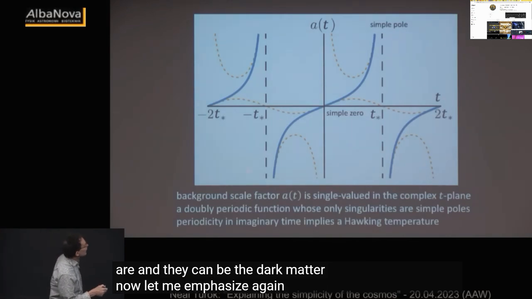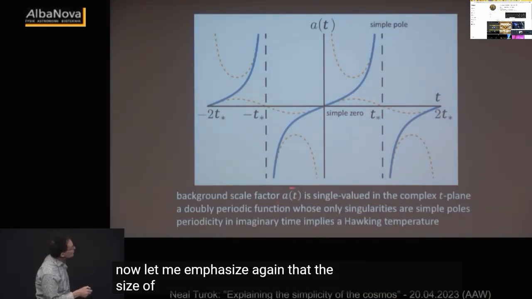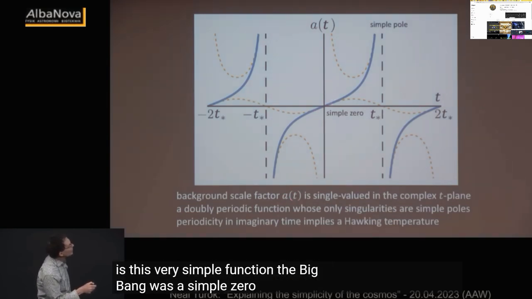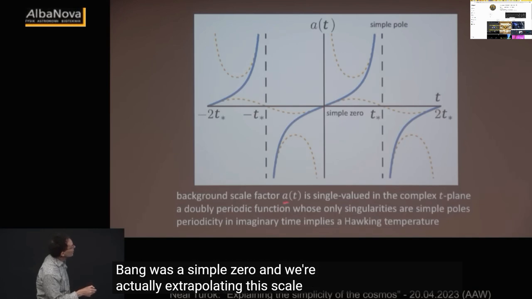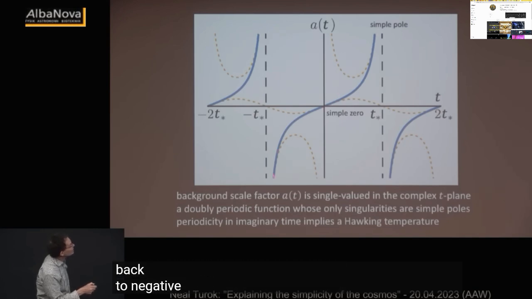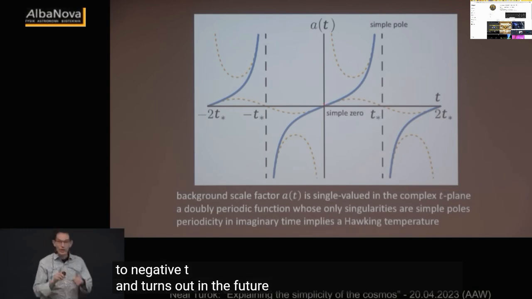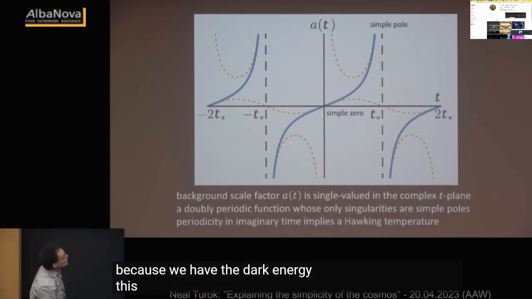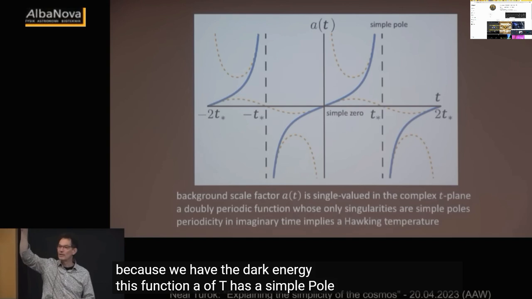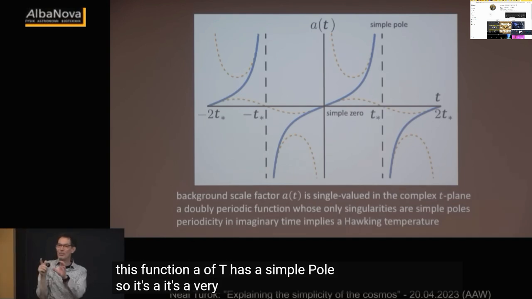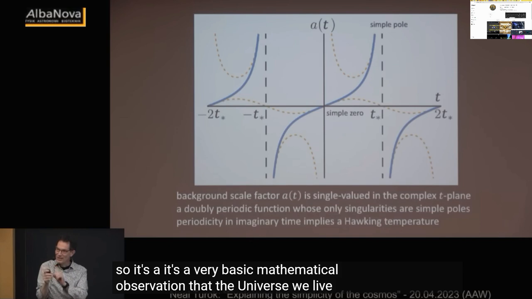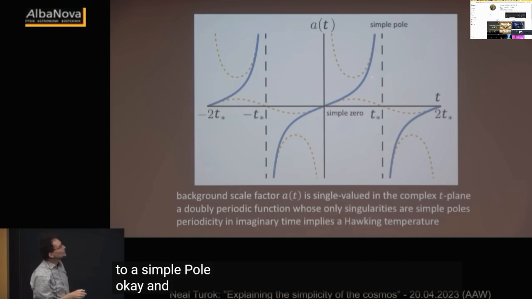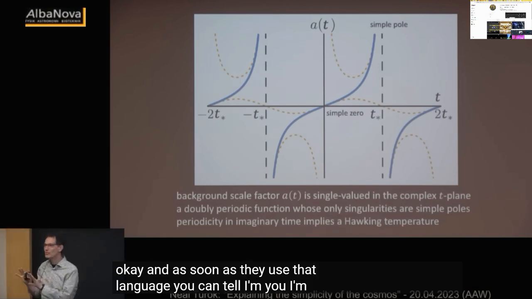Now let me emphasize again that the size of the universe is this very simple function. The Big Bang was a simple zero, and we're actually extrapolating this scale factor back to negative t. And it turns out in the future infinity, because we have the dark energy, this function a of t has a simple pole. So it's a very basic mathematical observation that the universe we live in came out of a simple zero and is heading to a simple pole. Okay, and as soon as I use that language, you can tell I'm talking about complex analysis.